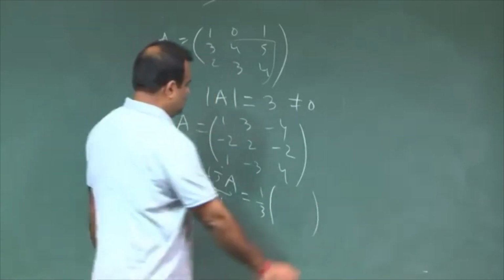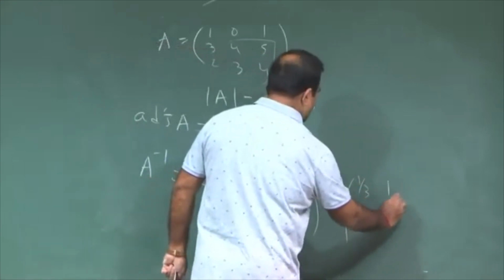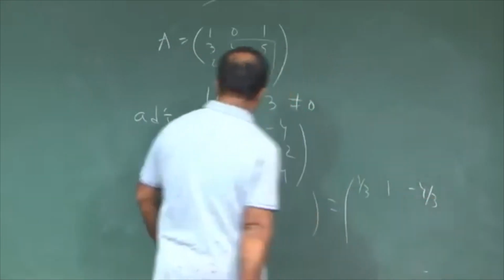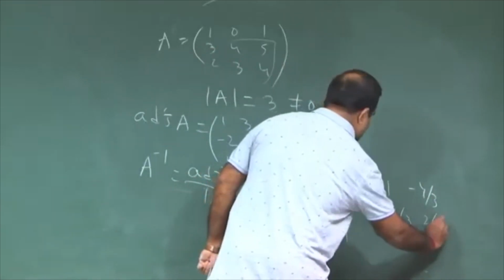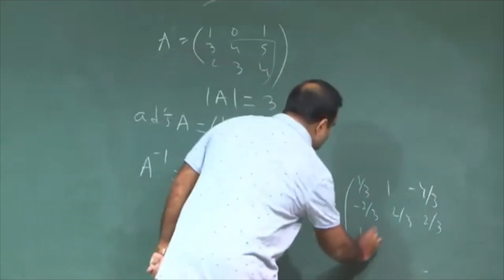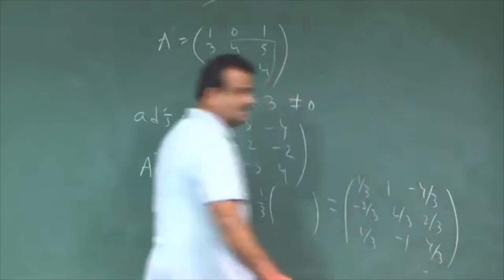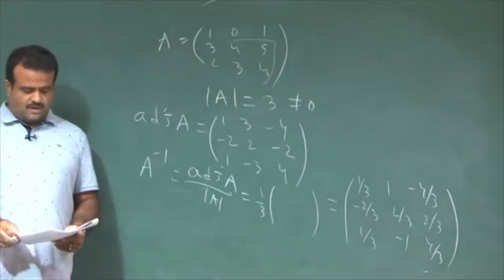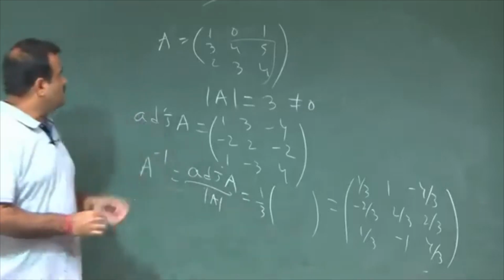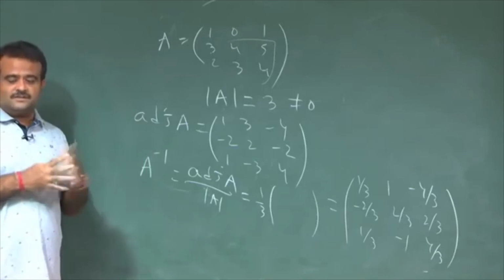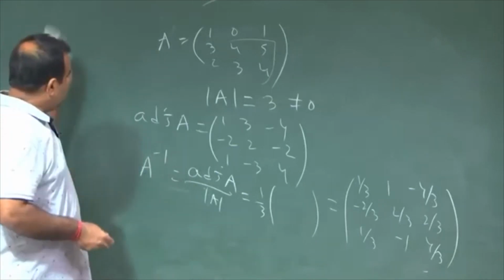You can just take this 1 by 3 inside. So, it is 1 by 3, minus 4 by 3, then minus 2 by 3, 2 by 3, 2 by 3, then again 1 by 3, minus 1 and 4 by 3. So, this is the inverse of the corresponding matrix. Since the matrix is non-singular, the inverse exists. Okay, so this is the inverse.